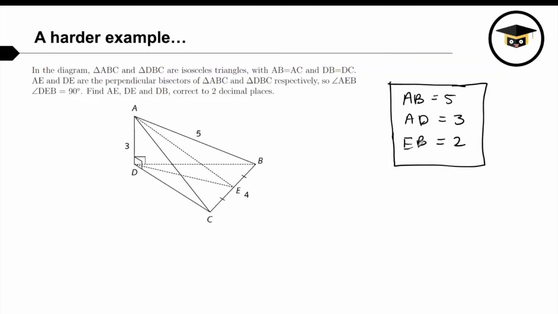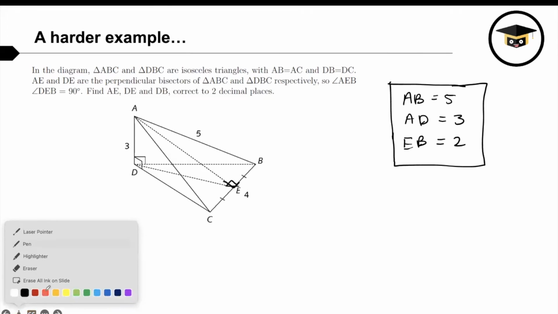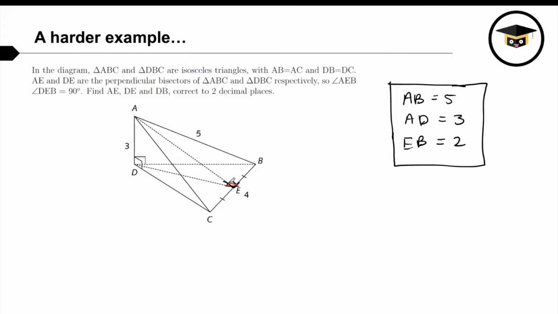So let's just have a quick read through what the question's asking us. In the diagram, triangle ABC and triangle DBC are isosceles triangles with AB equal to AC and DB equal to DC. AE and DE are perpendicular bisectors of triangle ABC and DBC, so angle AEB is this one here, angle AEB is 90 degrees, and so is angle DEB. Angle DEB, which is on the floor a bit, so I might just draw that in a different color. You can see on the floor, angle DEB is also 90.